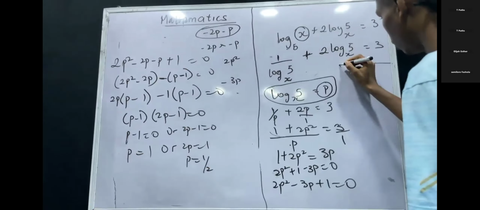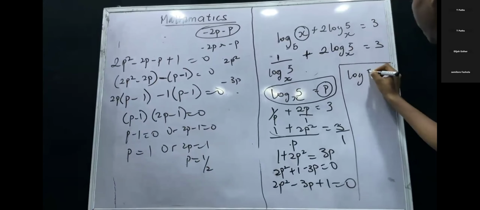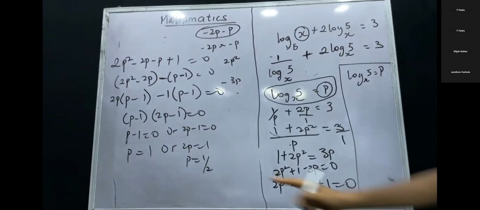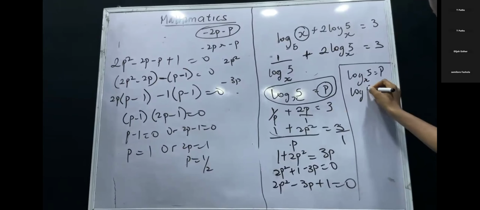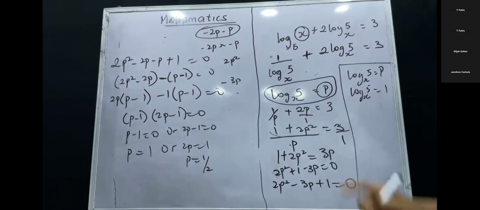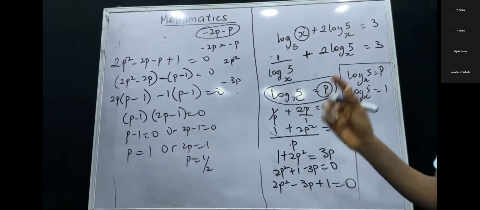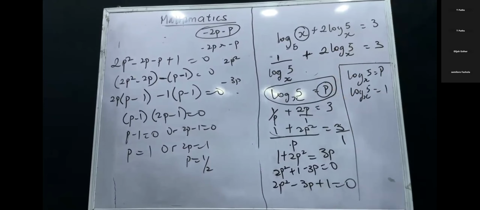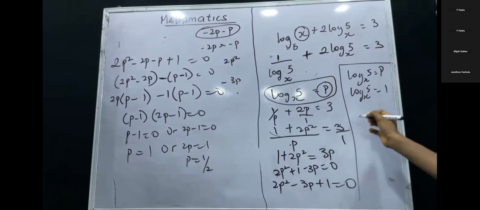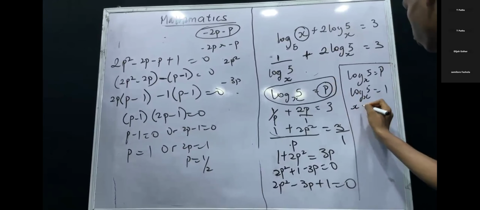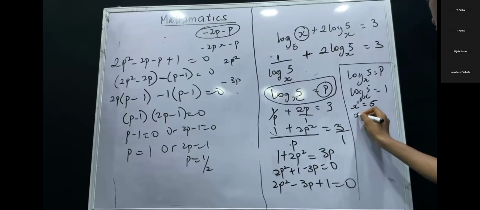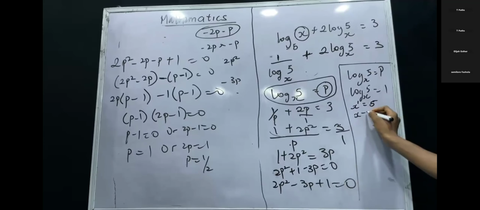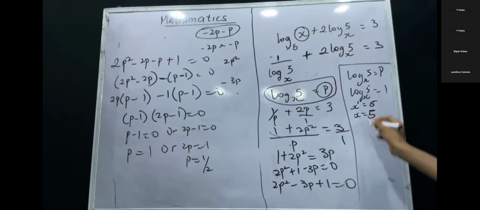So I'm going to continue my workings here. It says log 5 to base x is equal to p. Let me use the first value of my p, which is 1. So I'll say log 5 to base x is equal to 1. Now I can use the conversion from indices to logarithms. I hope you guys wrote that down. Converting from indices to logarithms, this will become x raised to the power of 1 is equal to 5. So x raised to the power of 1 is the same as x. So x is equal to 5. So that's the first value of my x.